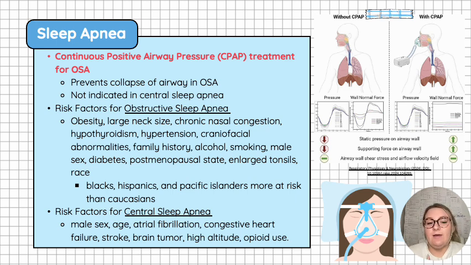And then for central sleep apnea, the risk factors are less based on weight and more physiological. So age and male sex are risk factors for both sleep apneas. But specifically with central sleep apnea, atrial fibrillation can put you at risk, as can congestive heart failure, history of stroke or brain tumor. Also, being at a high altitude or having an opioid usage history can put you more at risk for central sleep apnea.